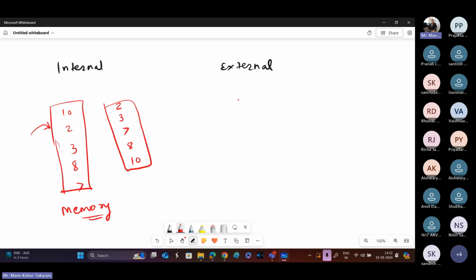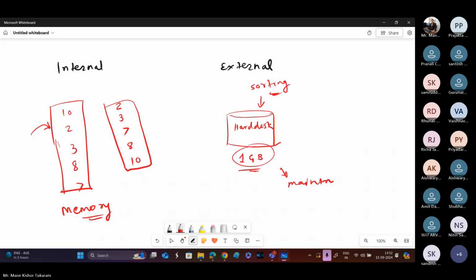External sorting means what? Suppose we are storing a large amount of data on the hard disk. So this is the hard disk. Suppose 1 GB of data is stored on that hard disk, and I want to apply sorting on this data. So at that time, what do I require? I'm not able to load this 1 GB of data inside the main memory at one time, because the memory size is not enough to store that data. So in that case, what do we require?